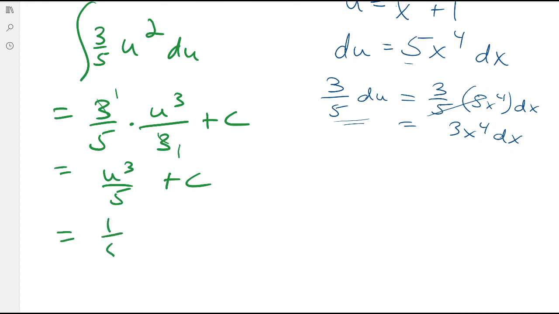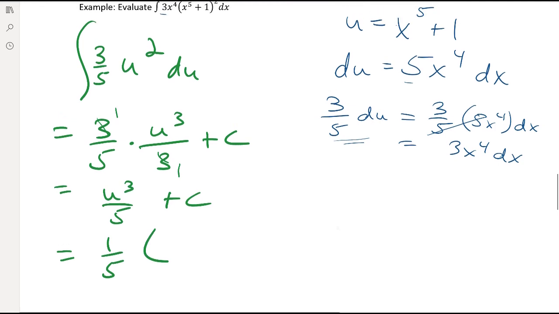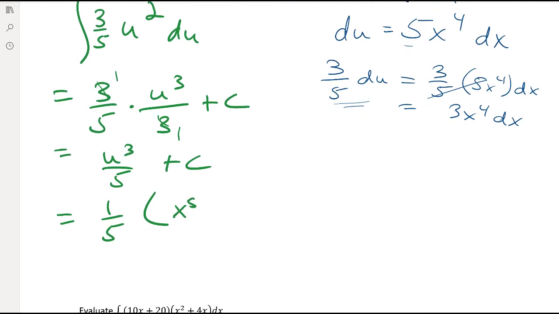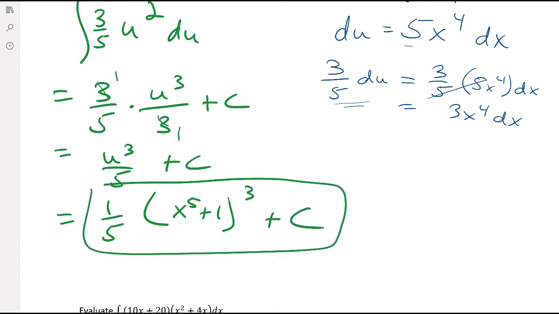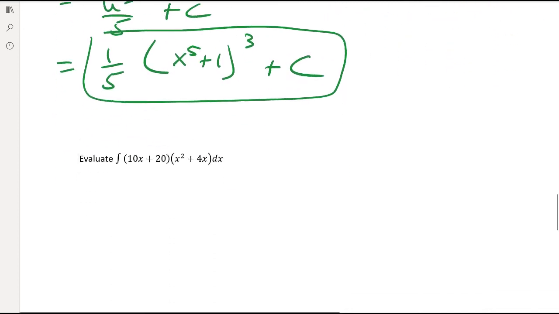And then the last step, this is going to be a 1/5. I like to write it this way. Replace u with what it was in terms of x. It was x to the 5th plus 1, to the 3rd power, plus c. Once again, how do we check ourselves? Take the derivative.